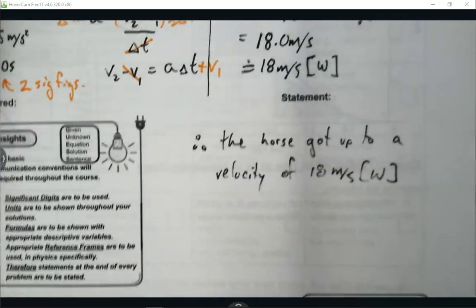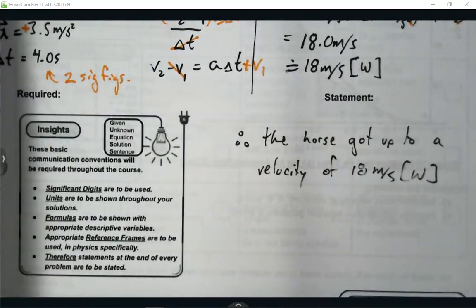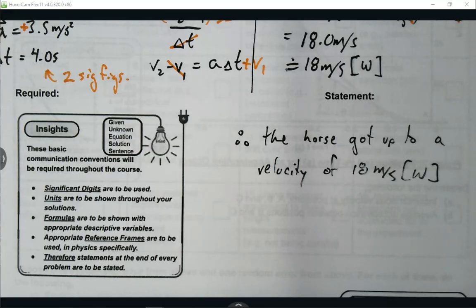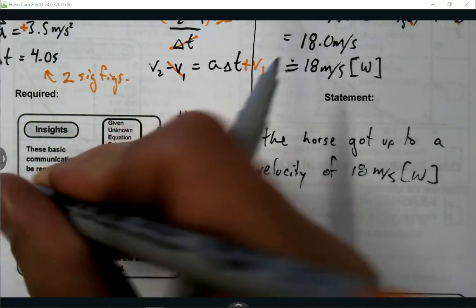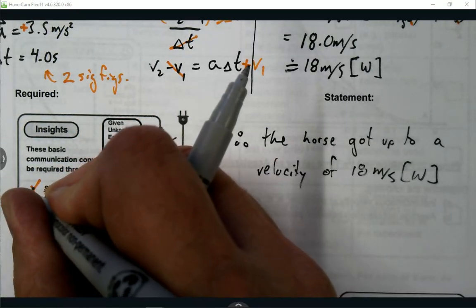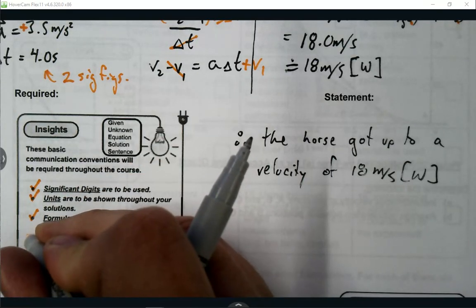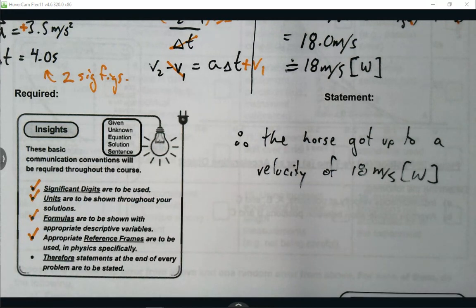And so I want to just zoom in on this and make sure we've got it. Things that you're going to have to make sure you include in every contextual word problem solution. You got to think about significant digits. You got to have units shown throughout. Make sure that you have formulas. Make sure that you have an appropriate reference frame, if a reference frame is necessary. And you got to have a therefore statement. And that therefore statement has to tie everything together. Basically make sure that the numerical answer makes sense in the context of the story, okay? And we want to convert all that math stuff back into English so that people can understand what the heck we just figured out, okay?